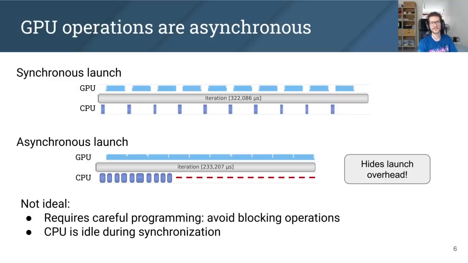It's still not ideal though, because for one, it requires you, the GPU programmer, to take care and only use asynchronous operations. As soon as you use a blocking operation, like a synchronization or a memory copy, you have to wait for that operation to finish, which may take a long time. Also, at some point you do need to wait for the GPU to finish so that you can process its results. But while the CPU is waiting for the GPU to complete, it's blocked in the CUDA libraries and it cannot be used to perform other useful work.